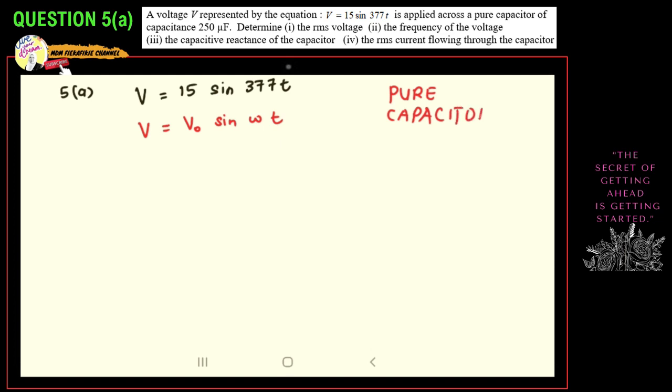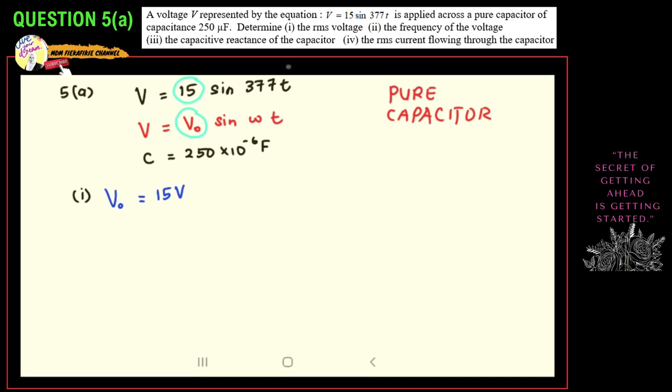Maknanya ada capacitor je lah. Ada C je. Given that the capacitance of the capacitor is equal to 250 microfarad. So one, determine the RMS voltage. So we want to determine the RMS voltage, right? But from the equation here, kalau you tengok, we already know that this value 15 is actually V naught. Bukan VRMS, dia adalah V naught, peak voltage, and it's equal to 15 volt.